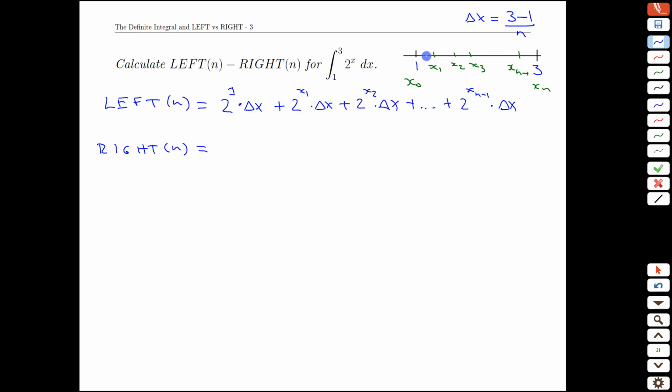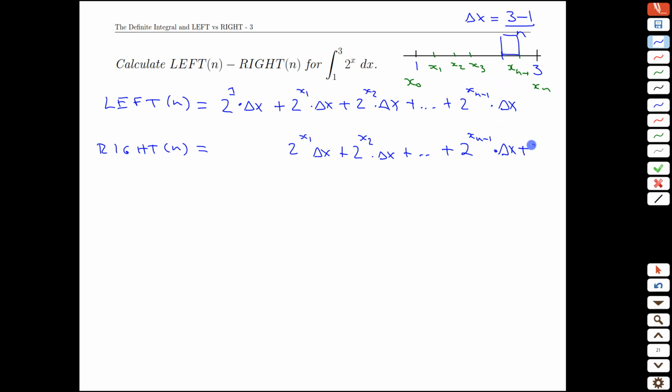Well, for the right-hand sum, we don't use the first value. We start off at 2 to the x1. I'm going to put it aligned here. You'll see why in a second. On the second interval, we would use the x2, so that'll show up as well. We'd have a sum. On the second last interval, we would use x n minus 1. We'd say, let's go to that x-coordinate, then go up to the graph. That'll be our height. Then we're going to multiply by width to get a rectangle out of that.